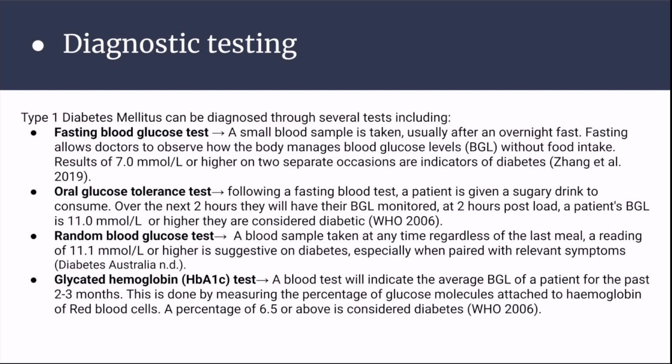Another test would be the random blood glucose test. So a blood sample is taken at any time regardless of the last meal, and a reading of 11.1 millimoles per litre or higher is suggestive of diabetes, especially when paired with relevant symptoms. Another test would be the glycated hemoglobin test. A blood test will indicate the average blood glucose level of a patient for the past 2 to 3 months. This is done by measuring the percentage of glucose molecules attached to hemoglobin of red blood cells. A percentage of 6.5 or over is considered to be diabetes.